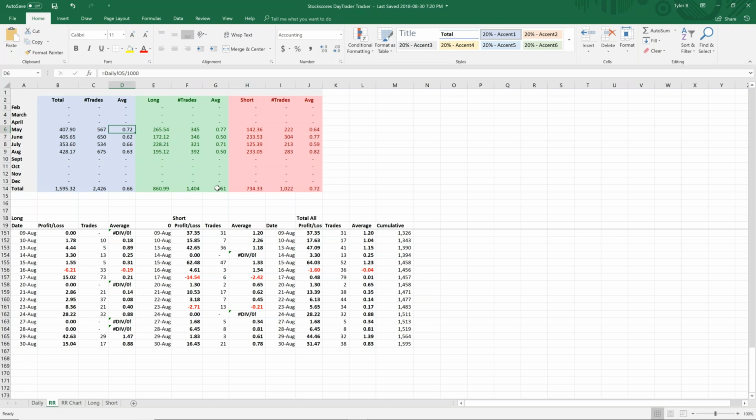And then you can see the difference between long and short. So the shorts have averaged 0.72. The longs have averaged 0.61. And again, this goes back to May.